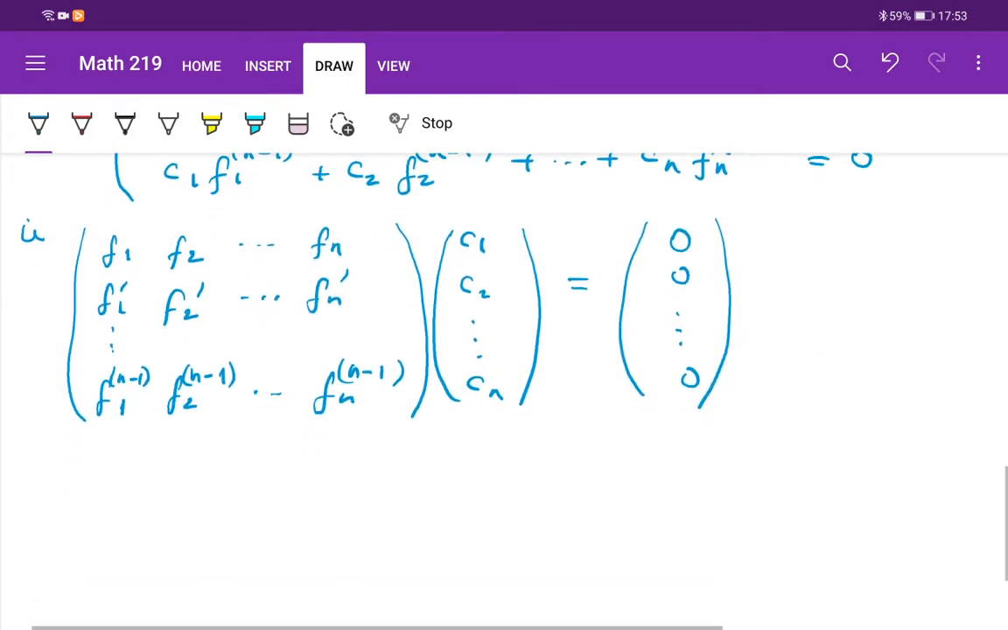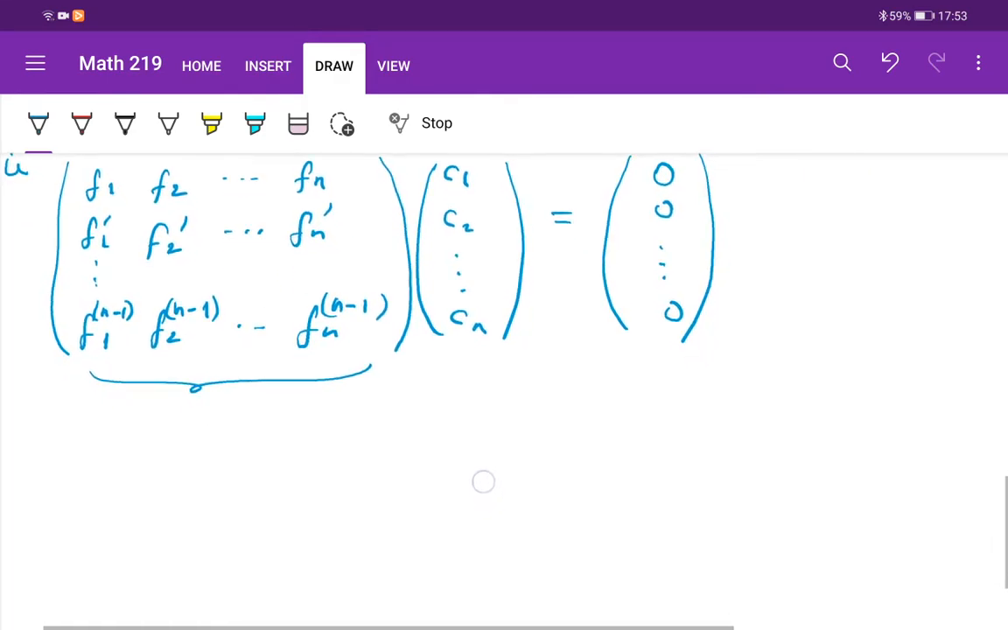And of course we know that this will have a non-trivial solution precisely when the determinant of this matrix here is equal to 0. If the determinant of this matrix is non-zero, then the only solution will be C1 up to Cn equals 0.